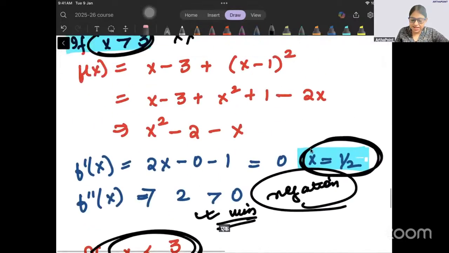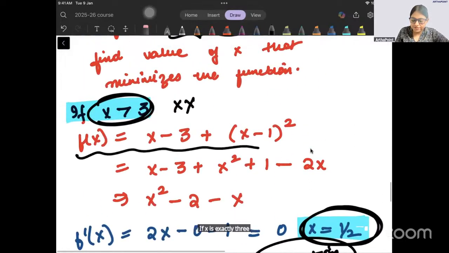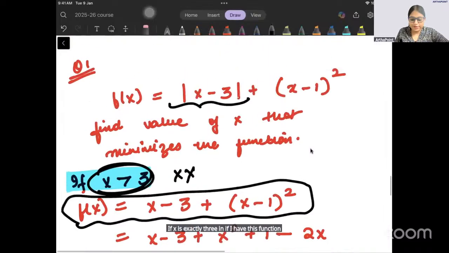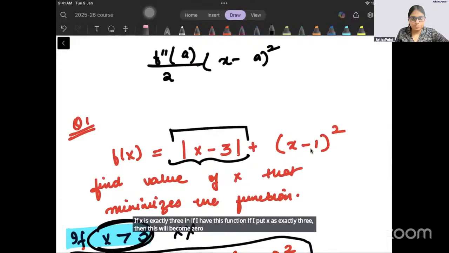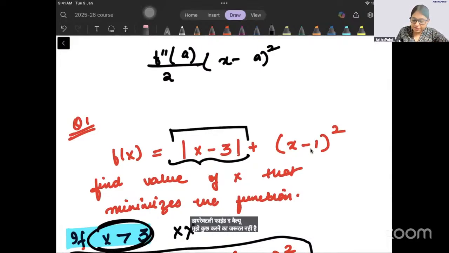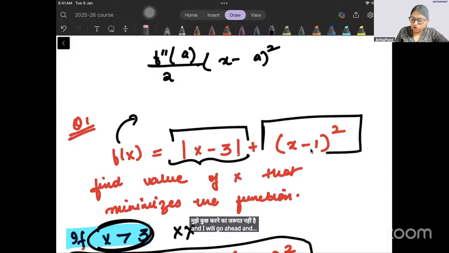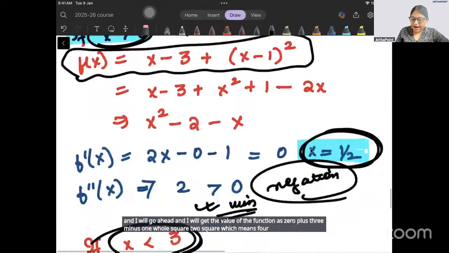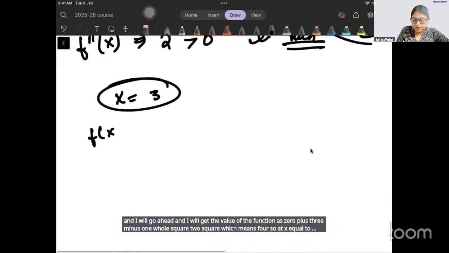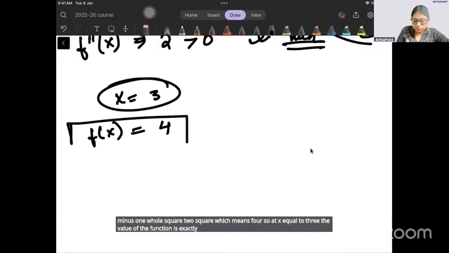Now let's evaluate what happens if x is exactly 3. If I put x as exactly 3, then this will become 0. I can directly find the value. I don't need to do anything else. I will get the value of the function as 0 plus (3 minus 1) whole square, 2 square, which means 4. So at x equal to 3, the value of the function is exactly 4.